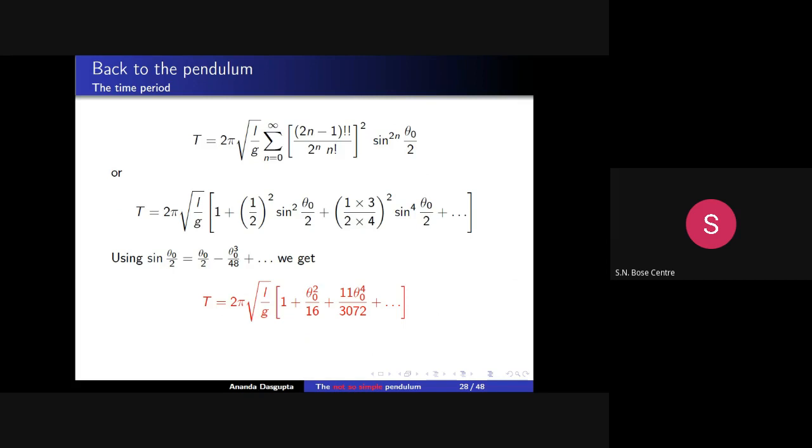At least for not too large theta, you notice that this term is going to be pretty small. There's a 3072 in the denominator. This was for not too large theta 0. The change between T and T0, where T0 of course is 2π root over L by G, the standard pendulum formula, is given by theta 0 square by 16. So the fractional error introduced because of this finite amplitude is given to a very good approximation by this quantity.